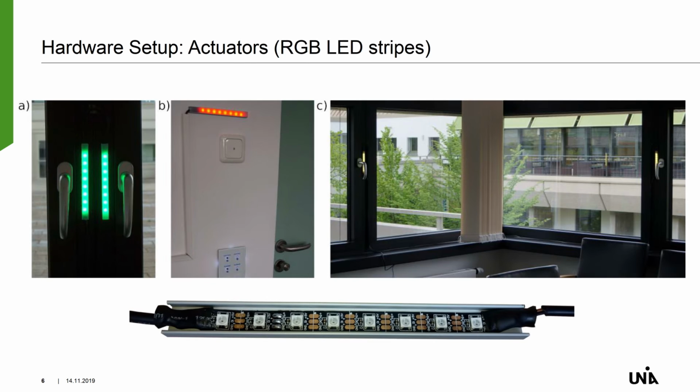Here you can see some of the installed LED stripes. On the left and right, the stripes next to the windows are visible. In the middle, the stripe at the door is shown. Below, you can see one of the stripes with removed cover in detail.